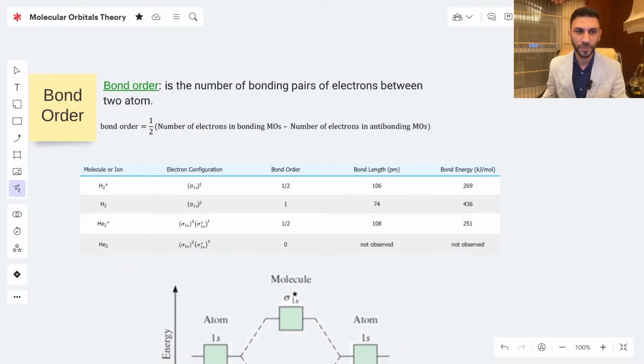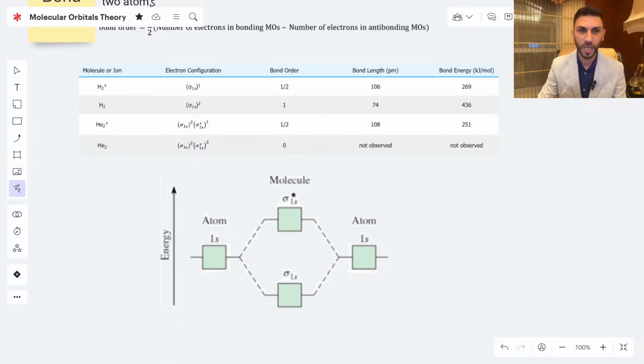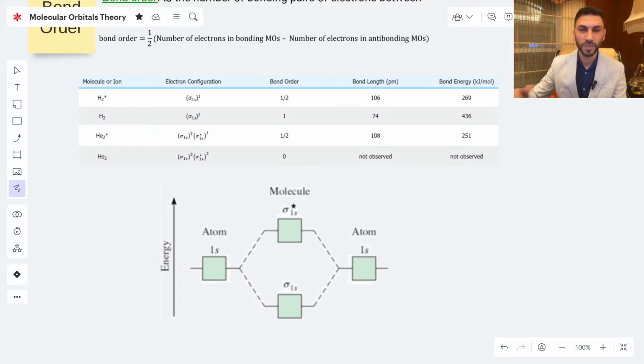What is meant by the bond order? The bond order is the number of the bonding pairs of electrons between two atoms in one molecule. That means basically it's the number of the bonds between two atoms. And to calculate the bond order, we use this equation. It equals half the number of electrons in the bonding molecular orbitals minus the number of electrons in the anti-bonding molecular orbitals.